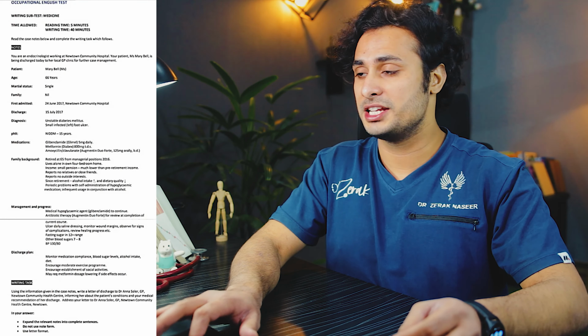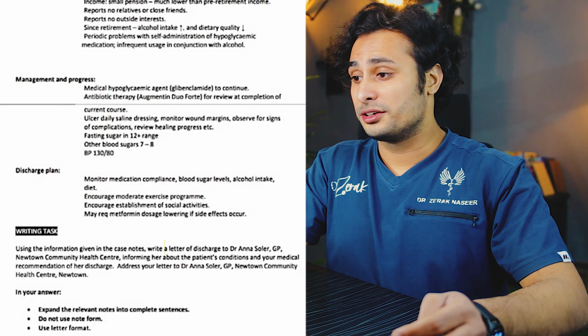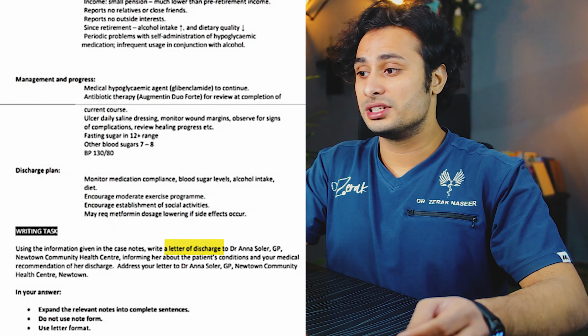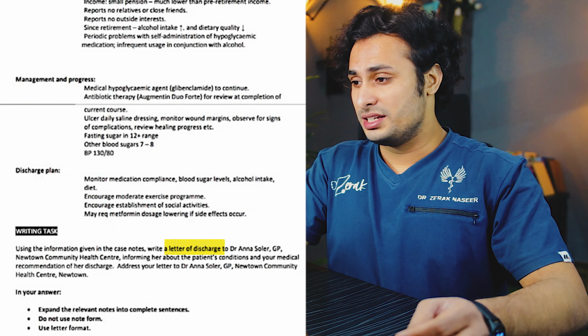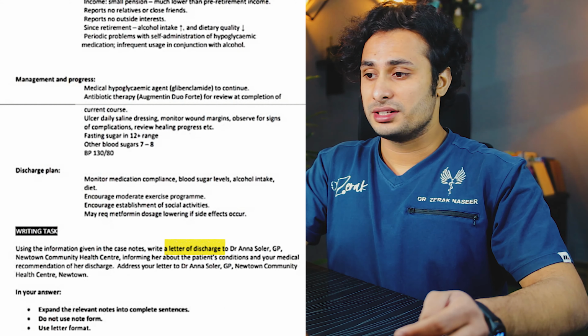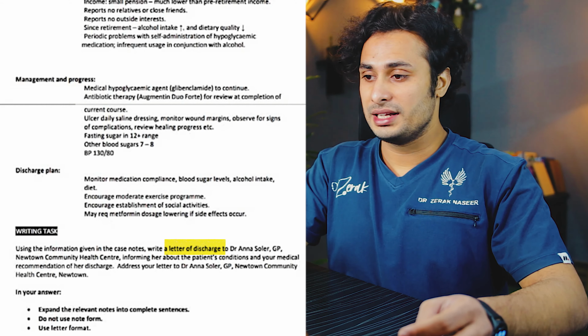Okay, so now let's just look at another case note. You are an endocrinologist working at Newtown Community Hospital. Your patient is being discharged today to her local GP clinic for further case management. You quickly go to the case notes below. Using this information given in the case note, write a letter of discharge to Dr. Anna Solar, General Practitioner, Newtown Community Health Center. Information are about her patient condition and your medical recommendation of her discharge. Address your letter to Dr. Solar, GP, Newtown Community Health Center, Newtown.